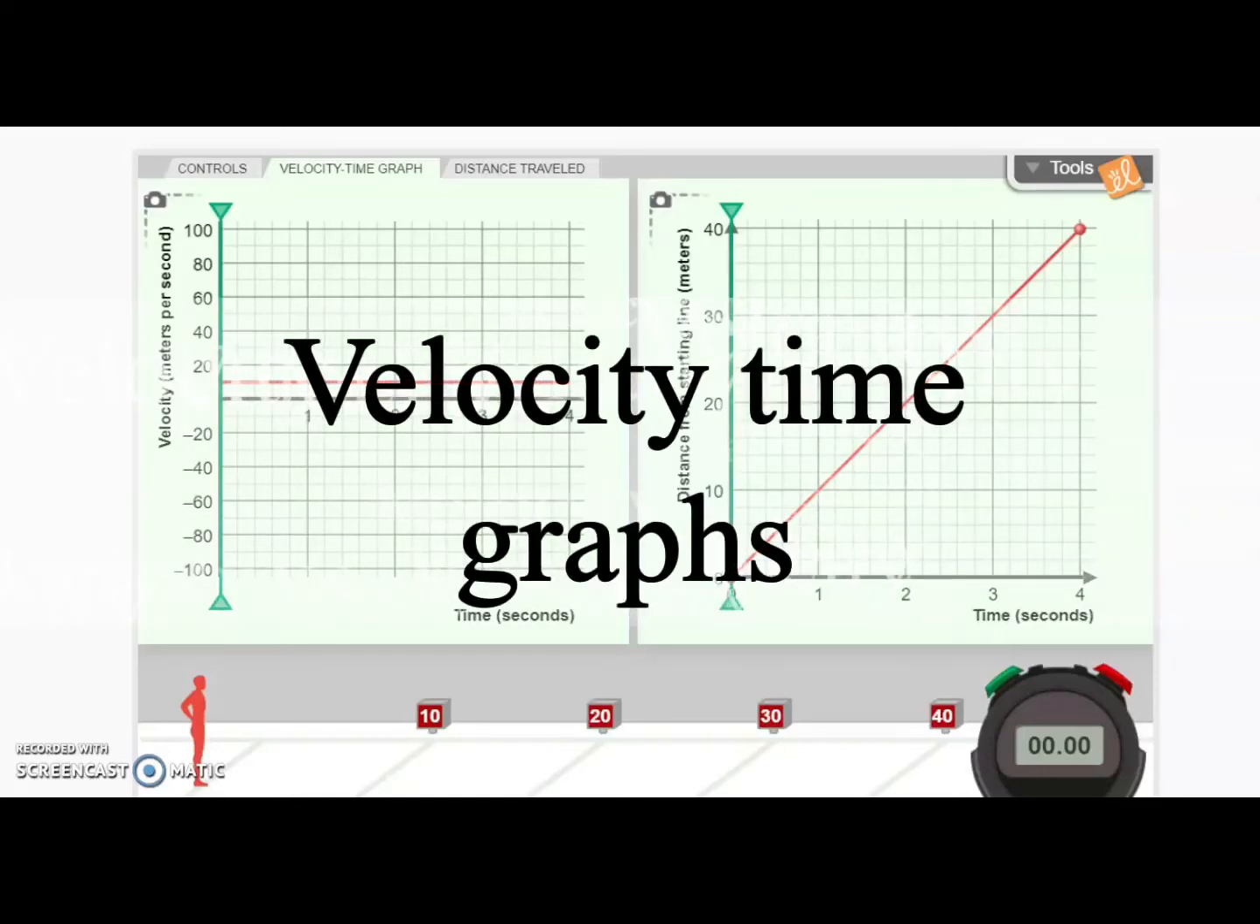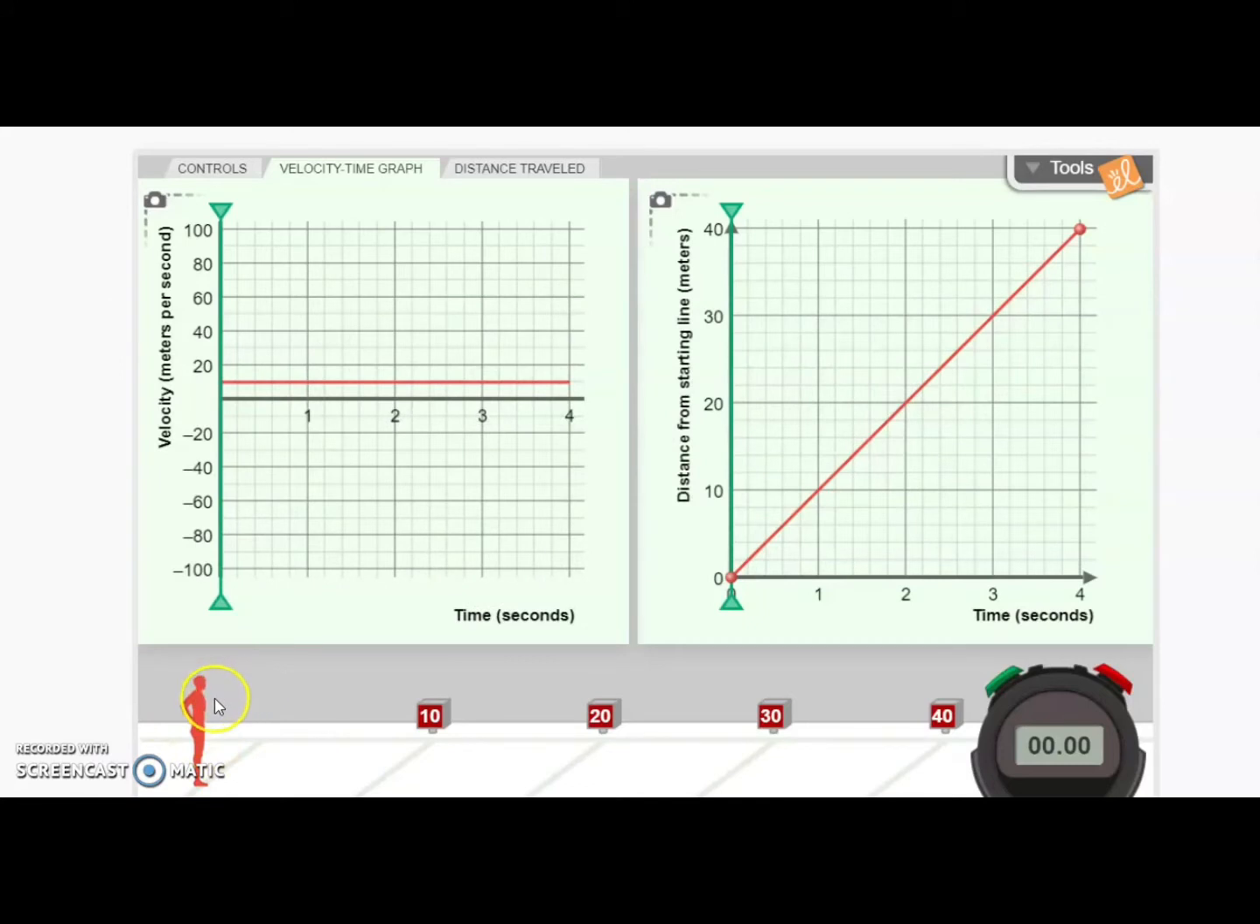All right, so let's look at the two graphs side by side. Down here at the bottom, we have our runner, okay? On the left, I'm representing a velocity time graph. On the right, we have a distance time graph. We only have one runner. We're going to let the runner move at a constant rate by clicking the stopwatch.